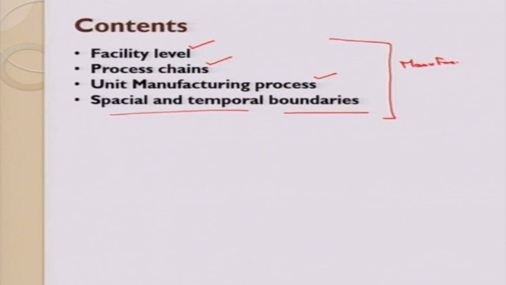So, the contents would go like this. First, we will talk about the facility level process chains, then we have unit manufacturing processes, then we have spatial and temporal boundaries in a manufacturing system. This is all with respect to manufacturing system.